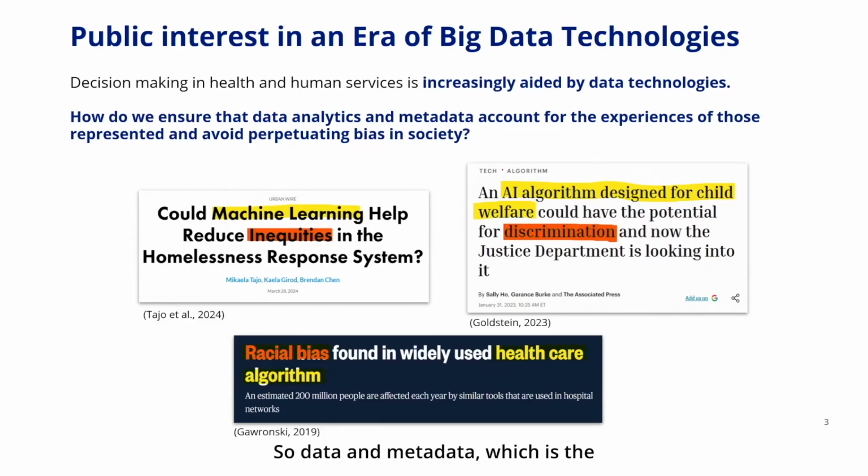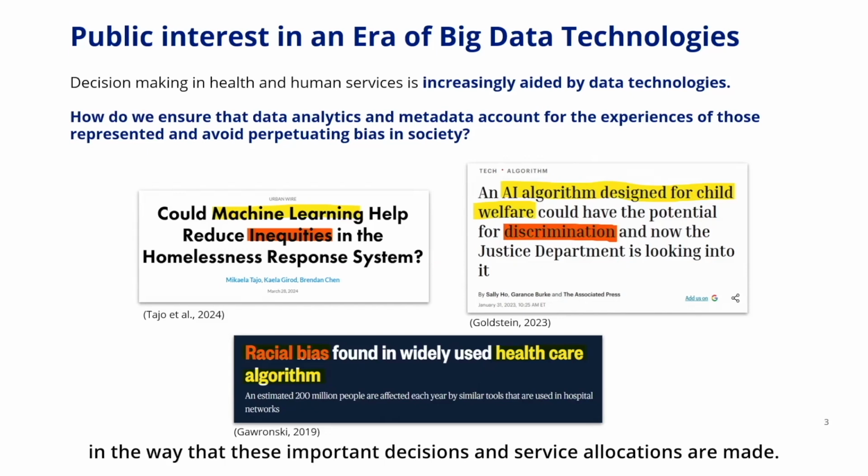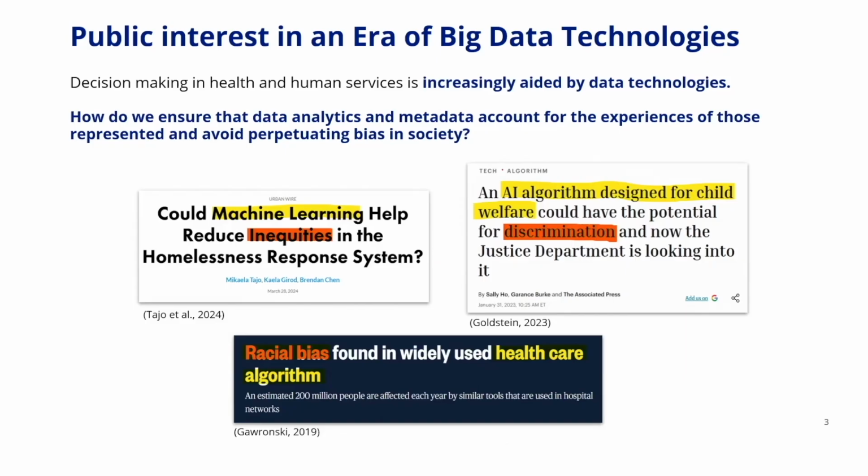So data and metadata, which is the way we understand and describe the data, are increasingly more and more relevant in the way that these important decisions and service allocations are made. How then do we ensure that metadata and data analytics account for the experiences of those represented in that data and avoid perpetuating discrimination bias?